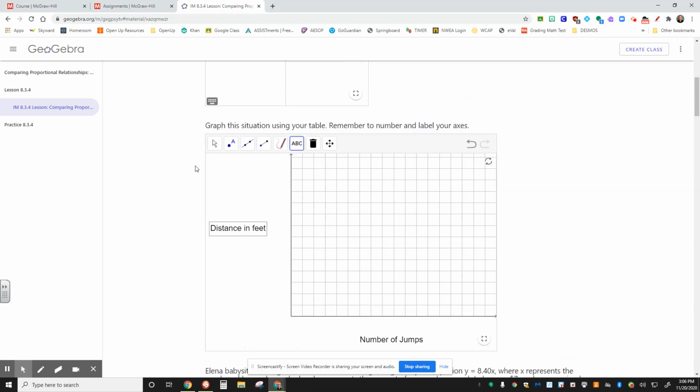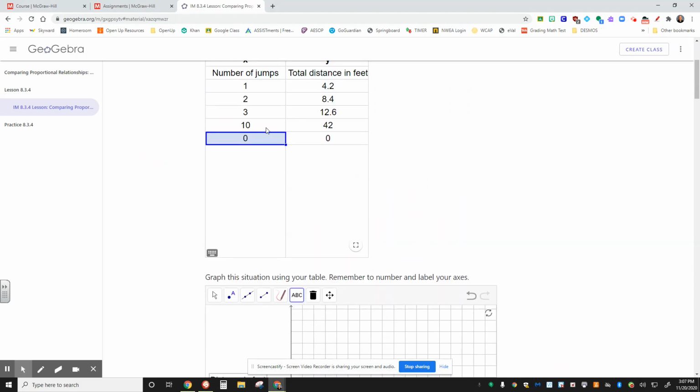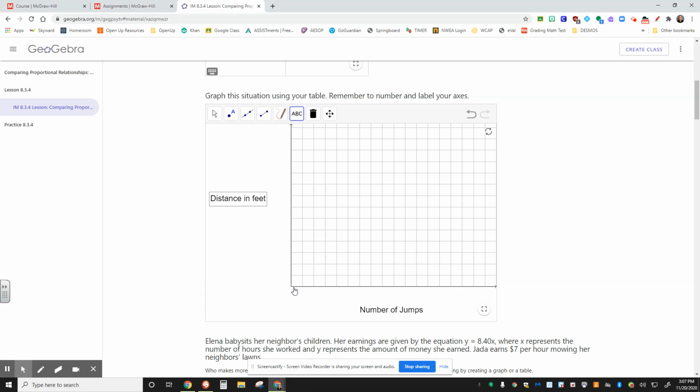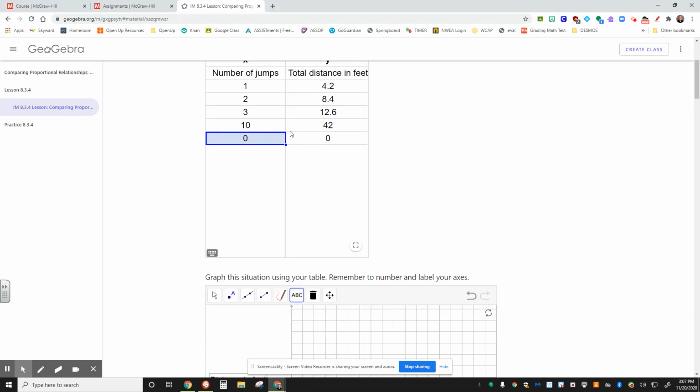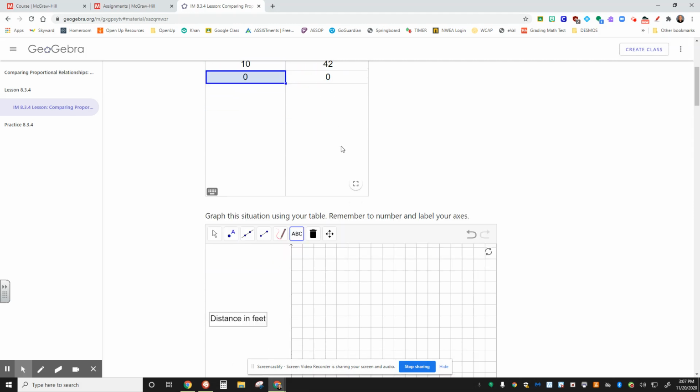And then I need to remember what numbers I have here. I know that 0, 0 is going to be easy to find. That'll be a point right here. If I draw a point at 10 and 42, and draw a line that passes through 0, 0 and 10 and 42, it should automatically pick up all these points, no problem. And then I don't have to guess at all on these decimal numbers.